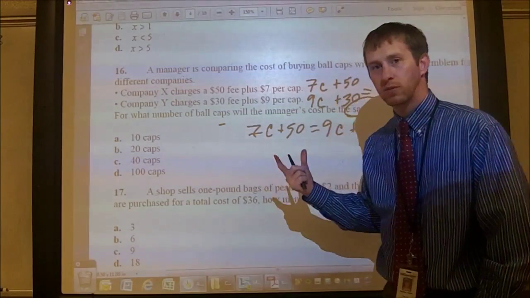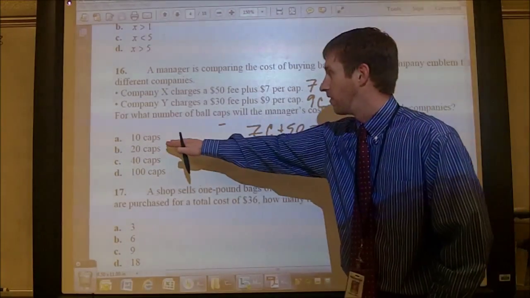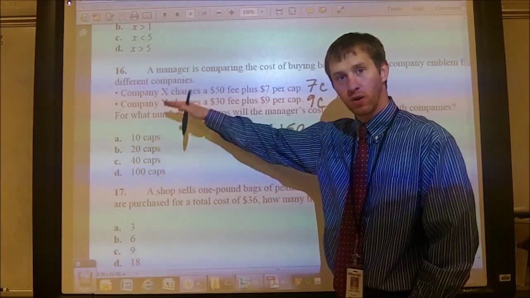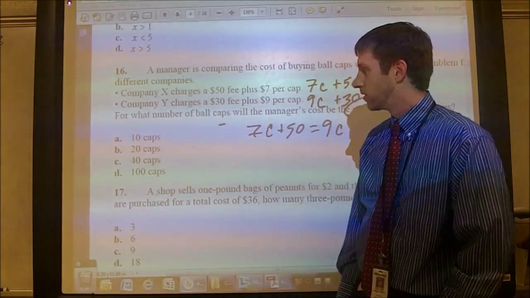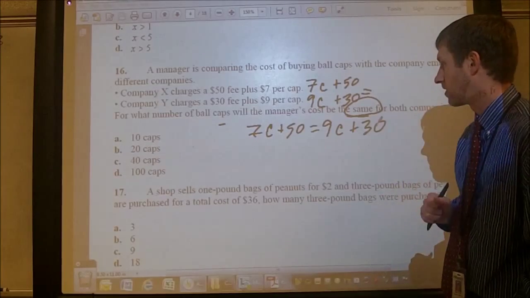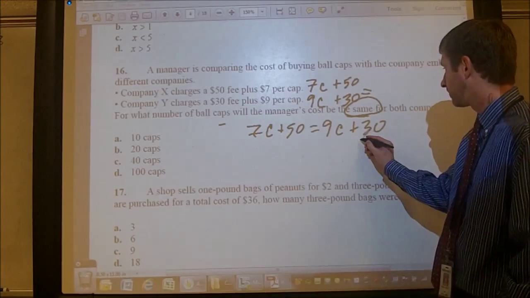And so I'm doing this by solving an equation. A lot of you might have just figured out what the different costs were for the company for these different amounts, since it's multiple choice, and checked it that way. But this works just as well.